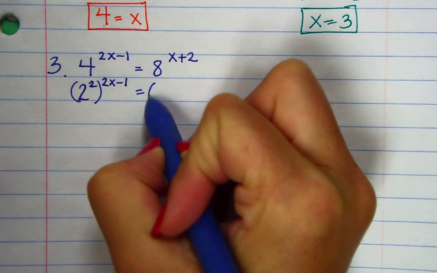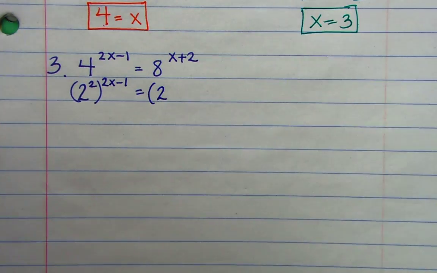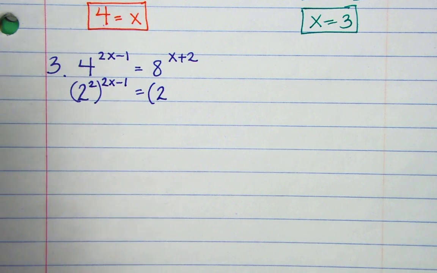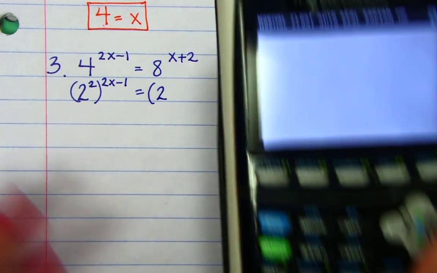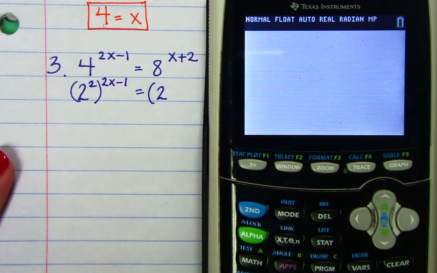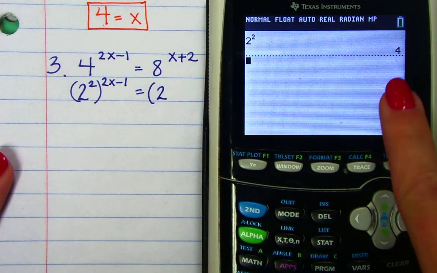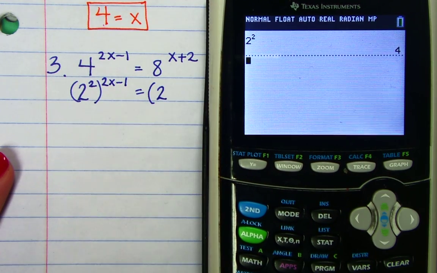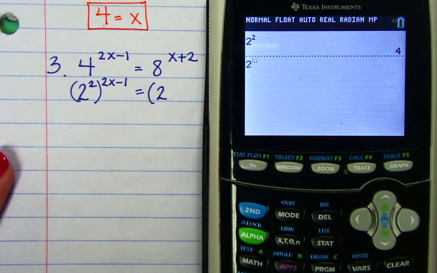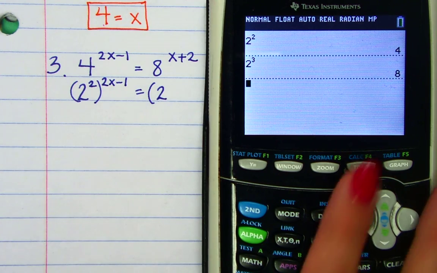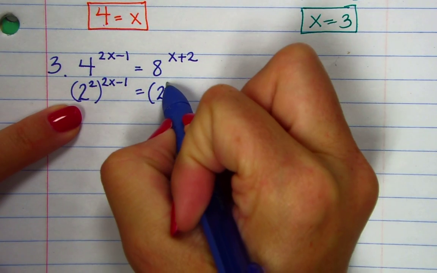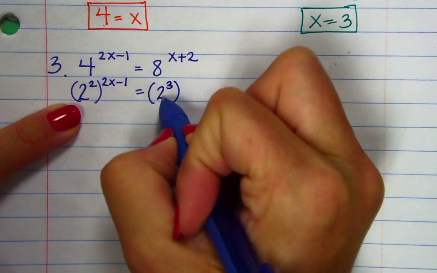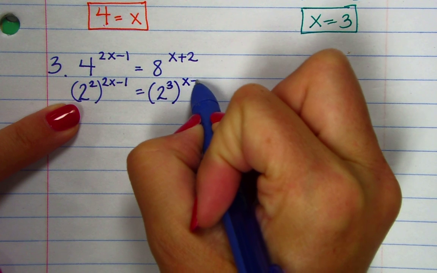Okay, and 8 also could have a common base of 2. 2 to what power gives me 8? Let's try. 2 to the second power gives me 4. Okay. 2 to the what power gives me 8? To the third power, right? So this one I'm changing the base to 2. 2 to the third power, changing the 8 to 2 to the third power times x plus 2.